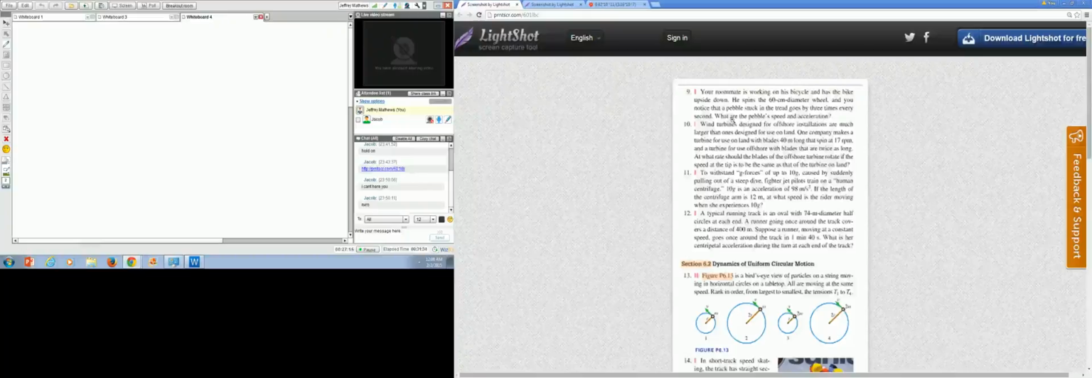So, what's given in this question, Jacob? You can tell me and I'll write it. It'll be faster. Or you can write it too, whatever you want to do. Okay. So, radius is 30 centimeters. So we need to make it meters. Good point. We say 0.3.